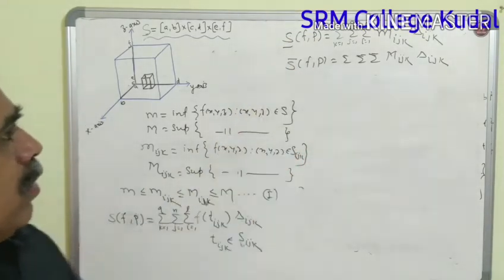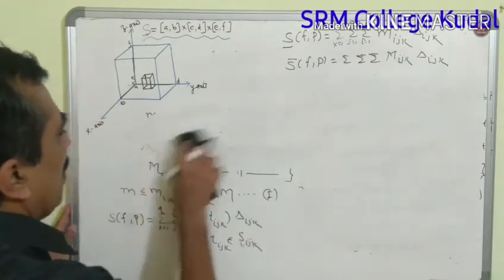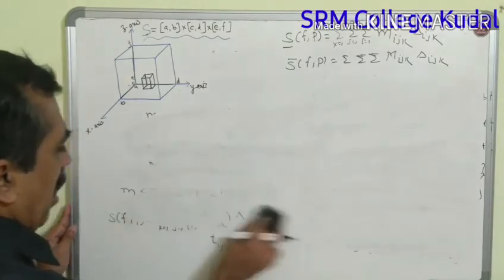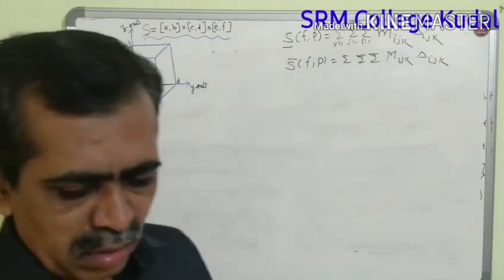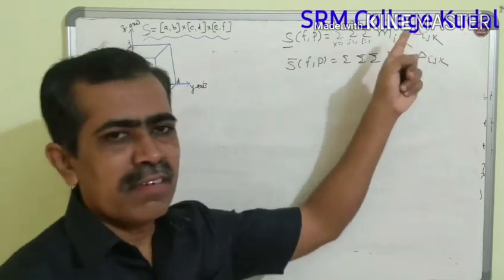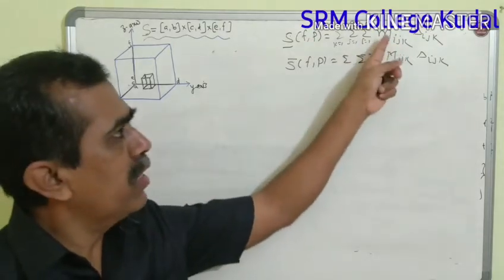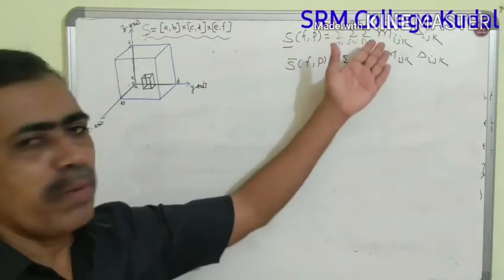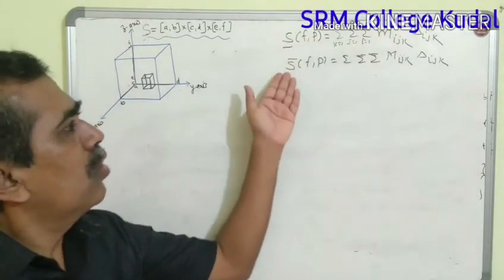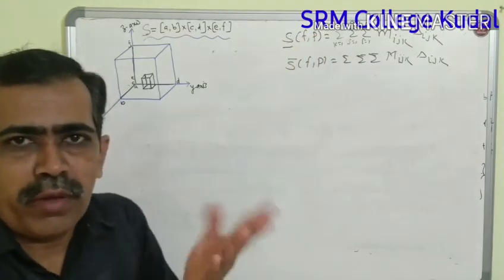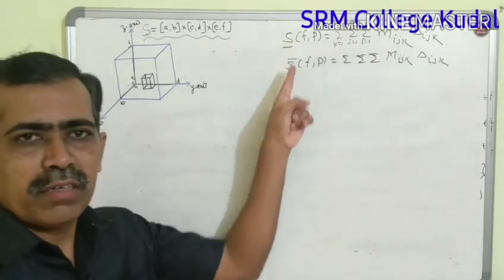Now these two sums are two definite numbers, because for any subcuboid its volume is a definite number, and as the function is real valued and it attains its bounds, therefore m, being the infimum value, is also some finite number. So this sum will be, after all, a finite number. So corresponding to each partition P, whatever partition you consider, you will get two numbers, a lower sum and an upper sum.